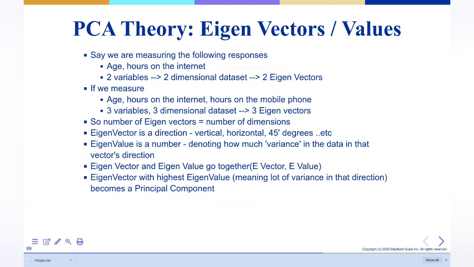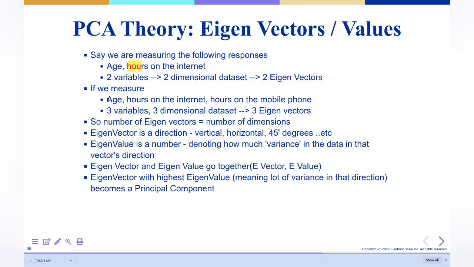The math behind this is basically eigenvalues and eigenvectors. We're not going to go too much into this, but I'll give you a quick example. Imagine this data. Let's say I'm doing a survey, and I'm asking, what's your age and how much time do you spend online? Just two questions. So I have two variables, age and how many hours you're on the internet. Basically, it's a two-dimensional data set. In vector language, I have two vectors, because I asked two questions.